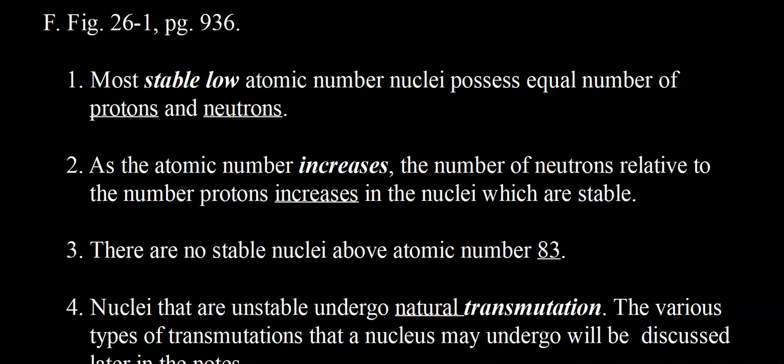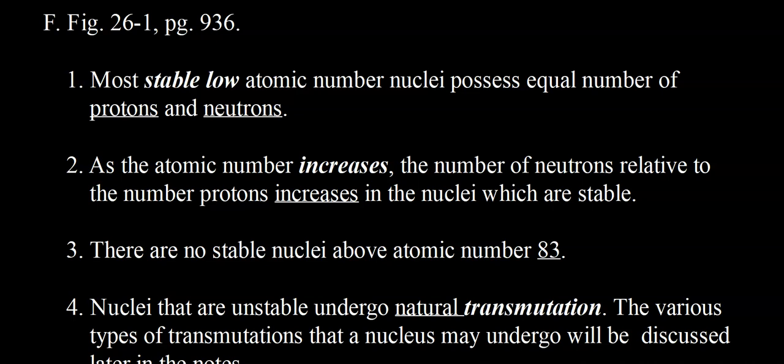Interestingly, number three: there are no stable nuclei above atomic number 82, so starting with 83. Anything past lead has no stable nuclei. Anything that has more than 82 protons in its nucleus will be radioactive. Now be careful. That doesn't mean that anything with less than 83 protons is stable. That's not true. There are atoms that have less than 83 protons that are radioactive, but there are no stable nuclei with more than 82 protons.